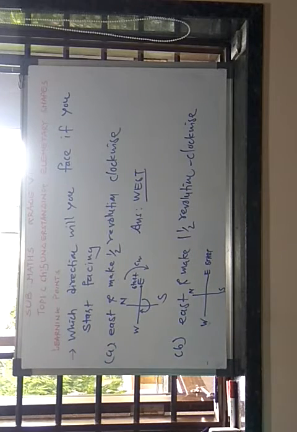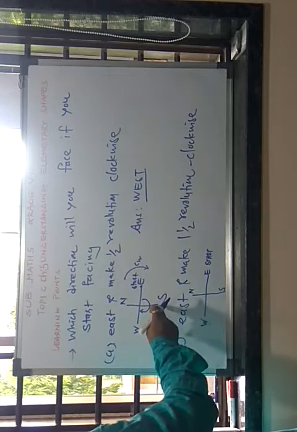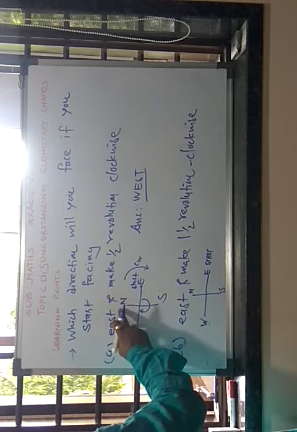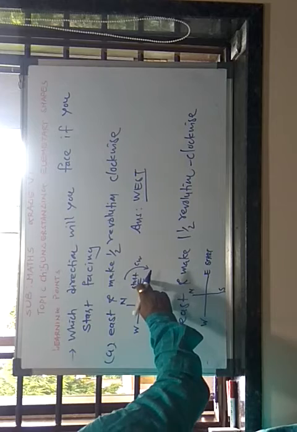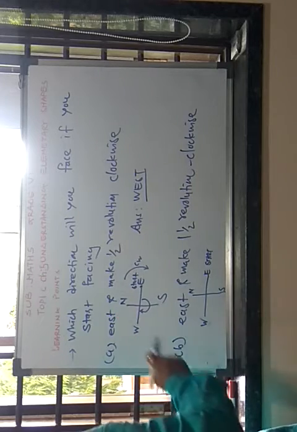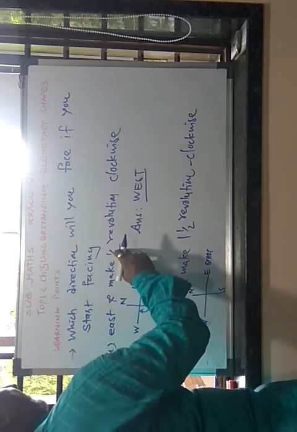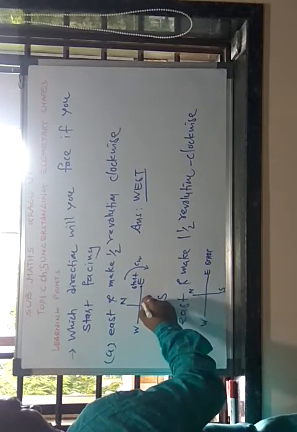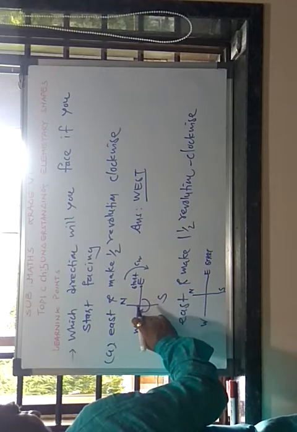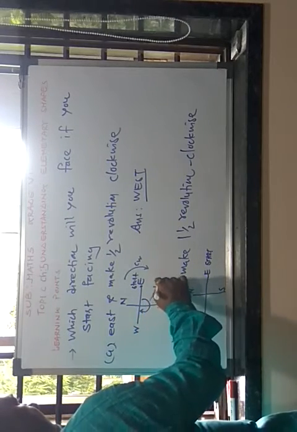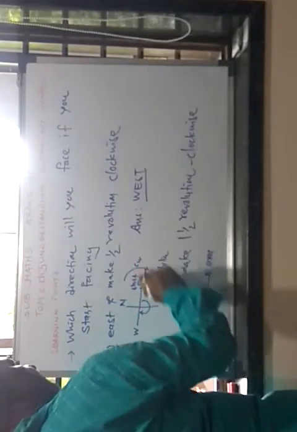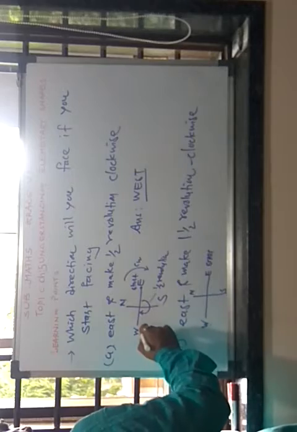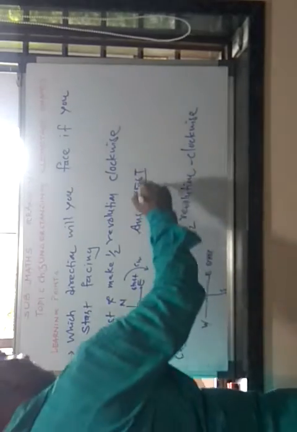We know that in geography we have studied this is north, south, east, west. Start from east means you just write down start. Make half revolution. Okay, from here half revolution means it will be here. It is half revolution clockwise. So here. So what direction will you reach? West. So the answer is west.